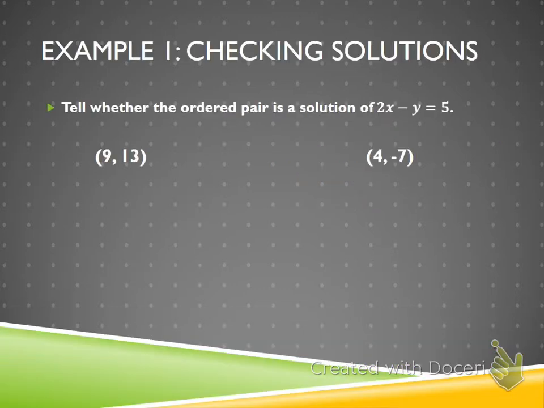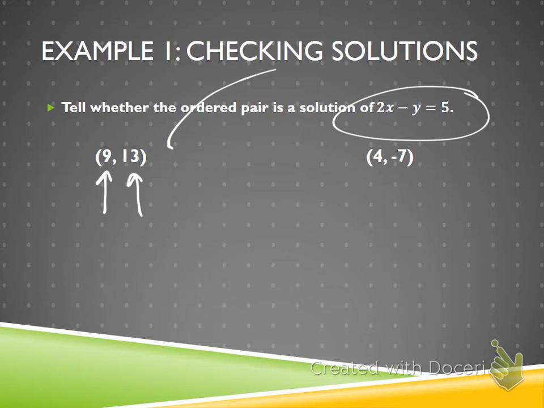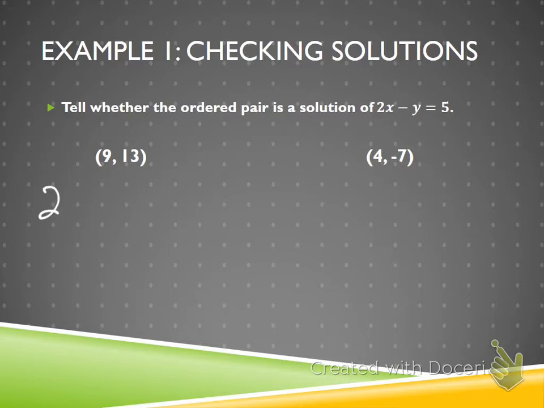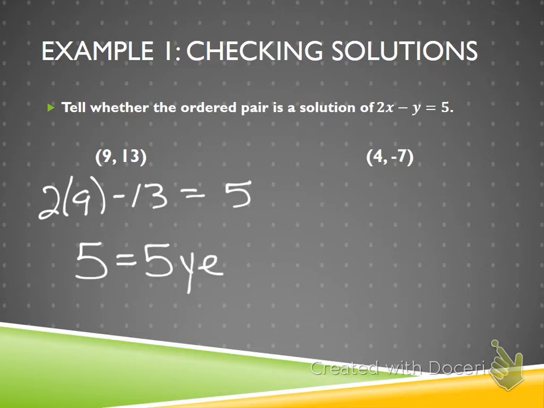All right, now in example 1, we're checking solutions. So we're checking to see if the ordered pair is a solution to the equation. We plug in our x and our y values in for x and y in the original equation. All right, so 2 times 9 minus 13 equals 5. Well, what's 18 minus 13? 5 equals 5. Yes, this is a solution.